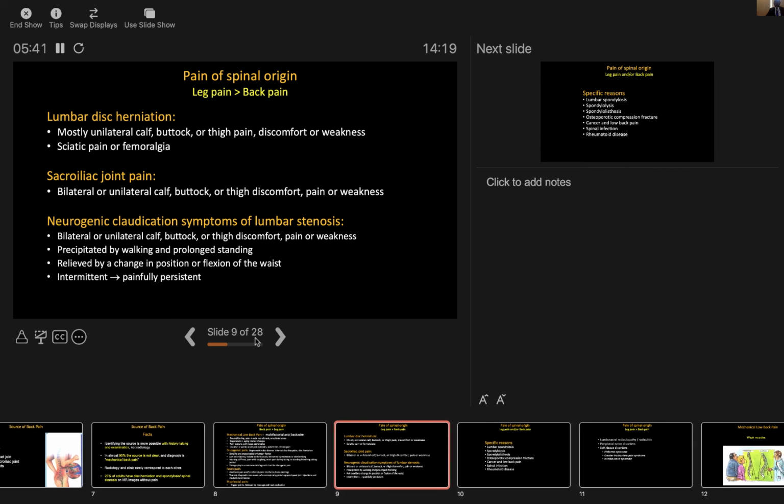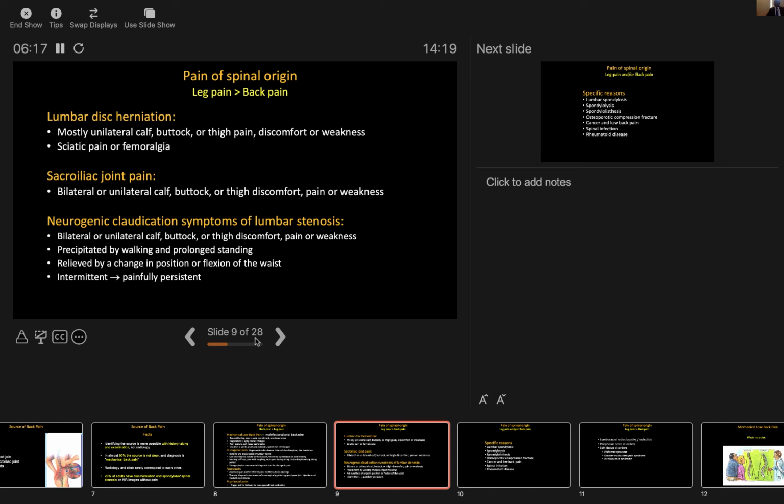If leg pain is more than back pain, I think our job is much easier. The possibility is lumbar disc herniation. It is presented as mostly unilateral calf, buttock or thigh pain, discomfort or weakness. We all know the neurological findings for specific disc levels. The pain can be distributed as a sciatalgic pain or femoral pain to the anterior hip.